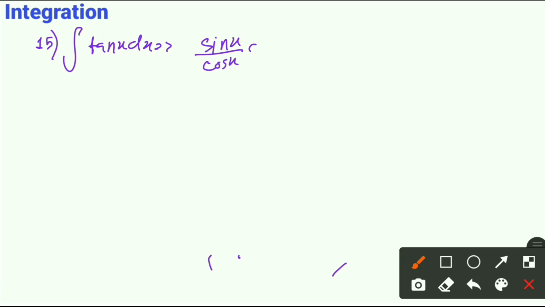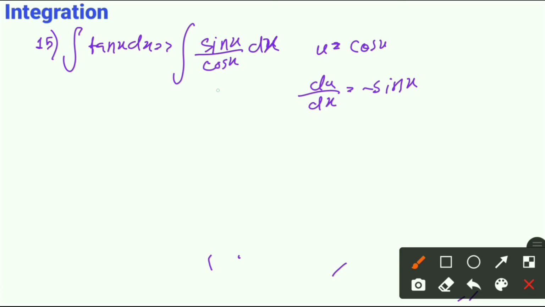Okay, number 14 is done. Now we're going to do number 15, which is tan x dx. So let's start with this integral. Tan is, obviously you know, sine x upon cos x. Doing the substitution, u is equal to cos x, and doing the differentiation, it would be minus sine x.